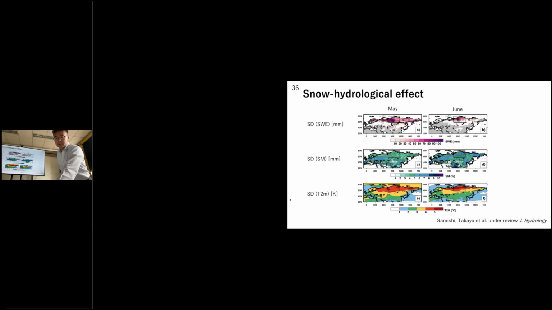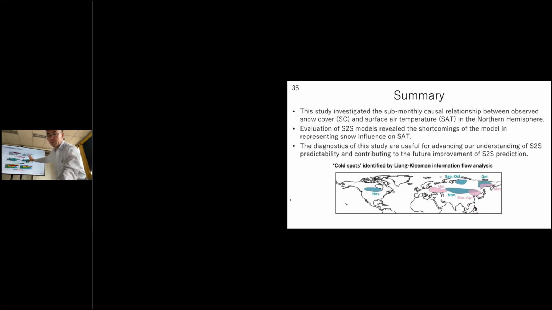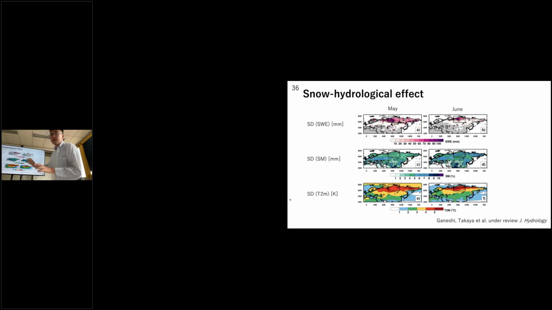So let me quickly go through our recent topics. These results are from a paper currently under review in the Journal of Climate. My postdoc is working on this topic. We focus on the snow hydrological effect in this study. The earlier results were for spring and autumn because we were mostly focused on the snow albedo effect, but here we focus on the snow hydrological effect.